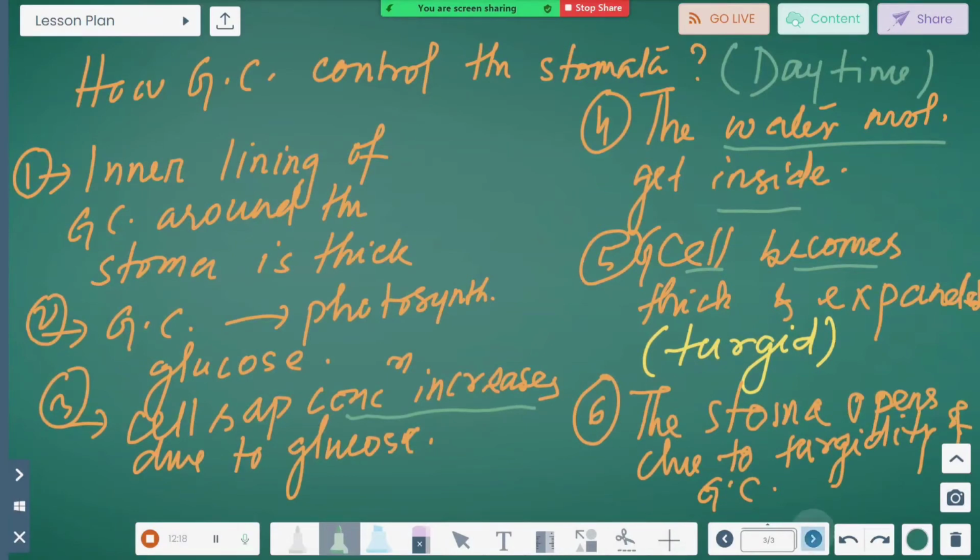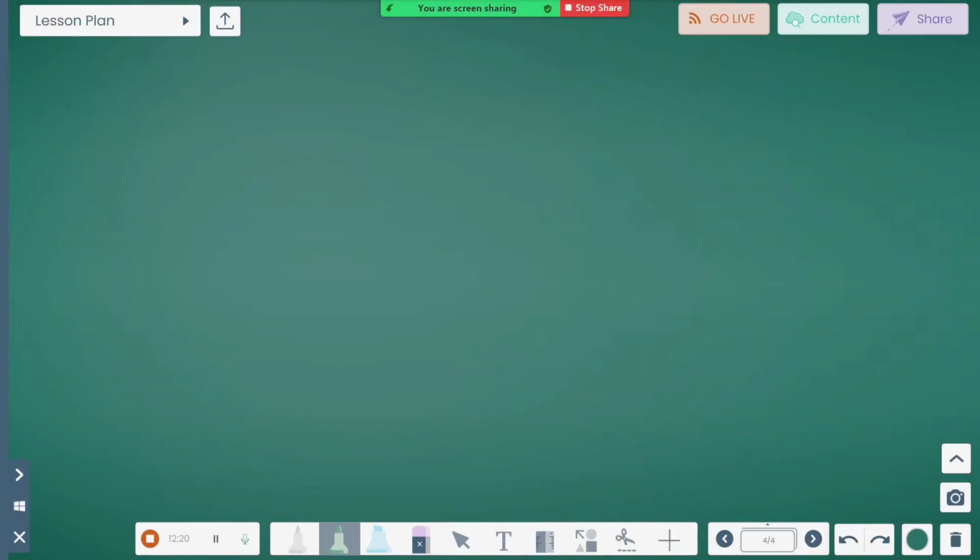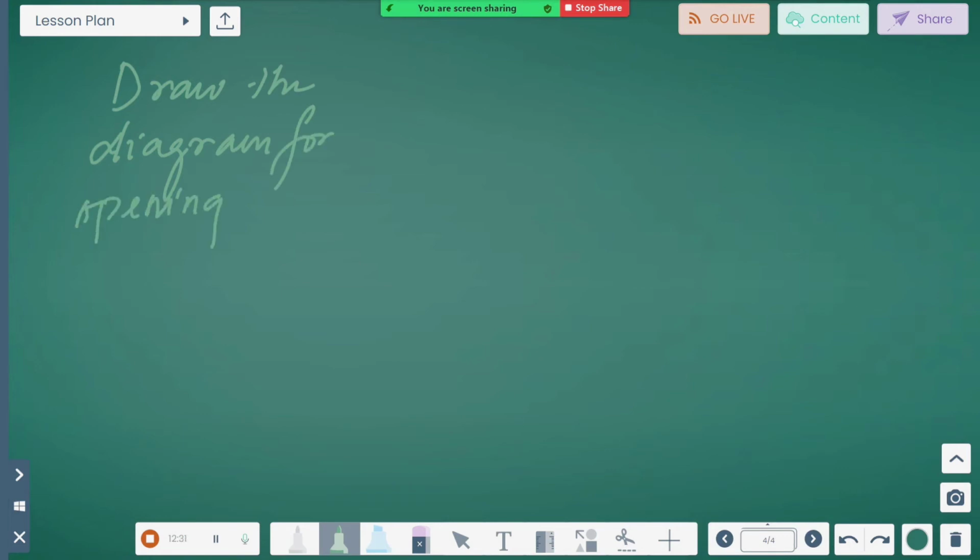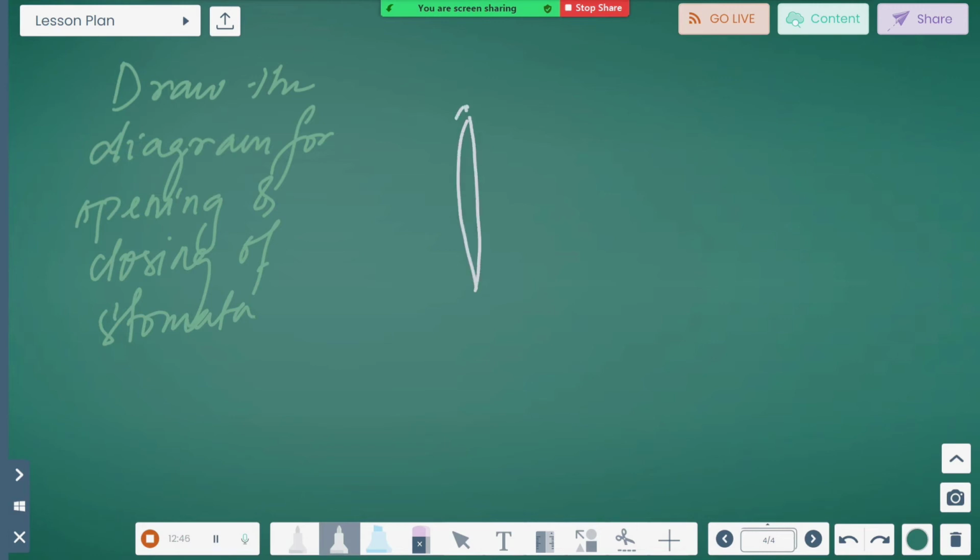So for this, generally we draw a diagram. A question is given: draw the diagram for opening and closing of stoma or stomata. How are you going to show this? For this, you need to make it very clear over here. It need not be very artistic. What you can do is simply draw like this.